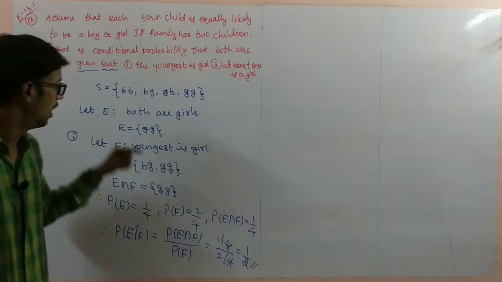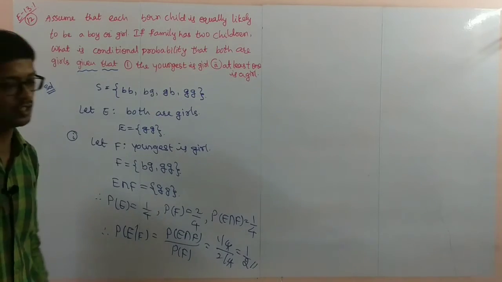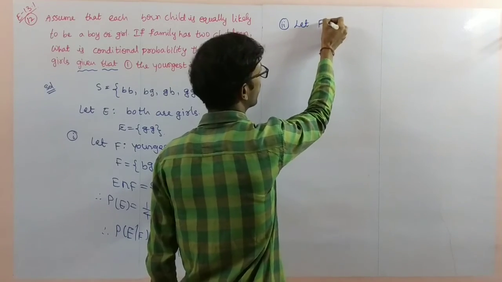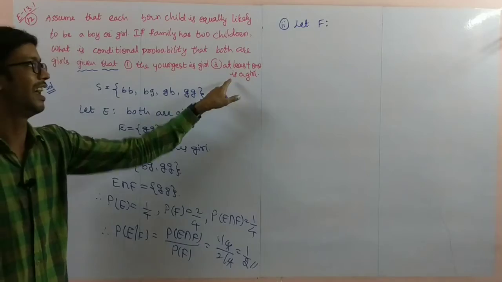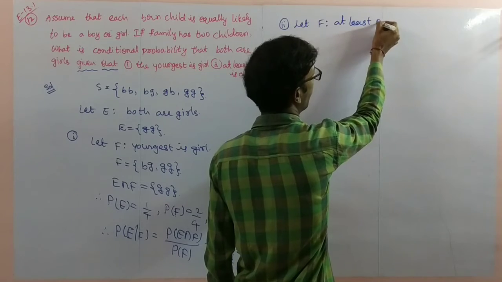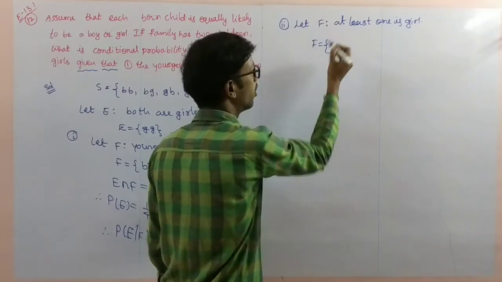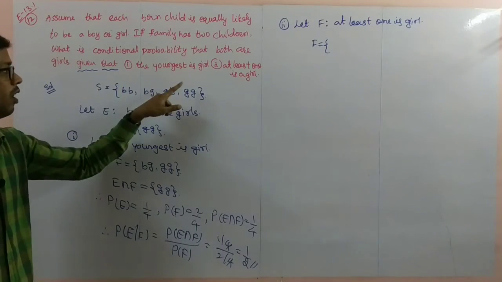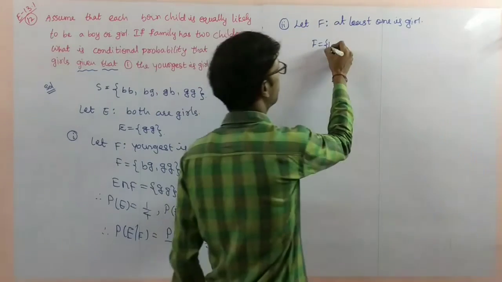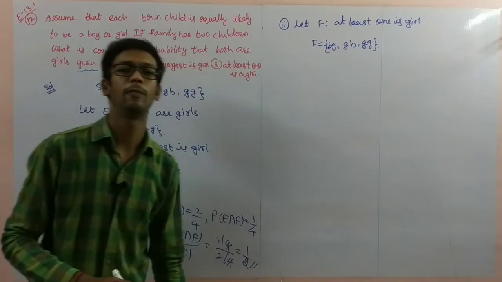The youngest one is a girl. This is fixed already. Both are girls, you have to find the conditional probability. The given condition is the only change. So in the second problem, let F be another event: at least one is a girl. F is equal to at least one girl. At least one girl means three possibilities: BG, GB, GG. That is, girl boy, boy girl, both girls.